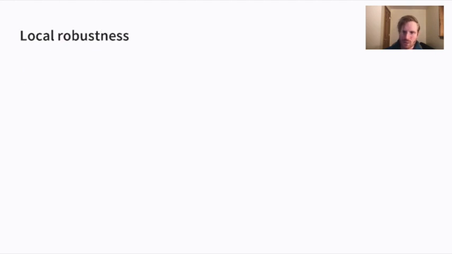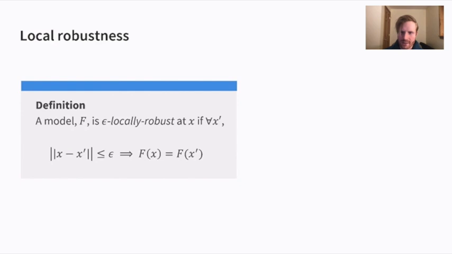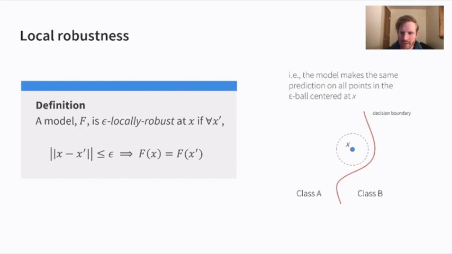To get towards one possible answer to this question, we're going to take a look at the concept of local robustness. As a definition, we say that a model is locally robust at a point X if all points within a distance of epsilon of X are given the same label as X. Geometrically, we can think of this as requiring that there are no decision boundaries that intersect the epsilon ball centered at X. So in other words, near certain points of interest, we can preclude the model changing its prediction as a result of small perturbations.